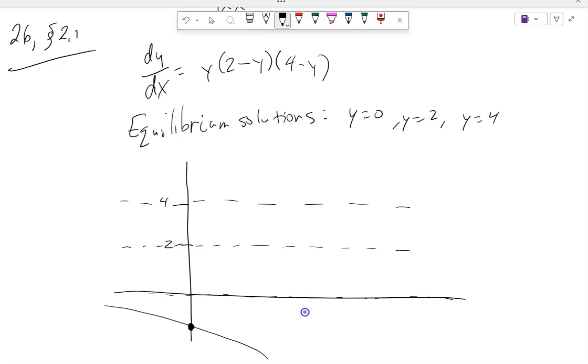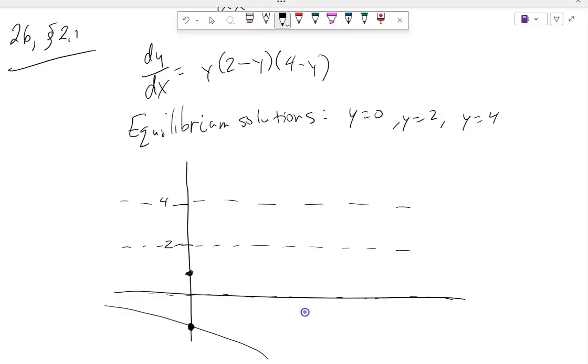But let me ask you first, is 0 stable? Is the equilibrium y equals 0 stable? No. I don't know that it's unstable yet, but from that picture, I know it's not stable, right? Because the graph didn't go back up to it. Okay. All right. How about here?